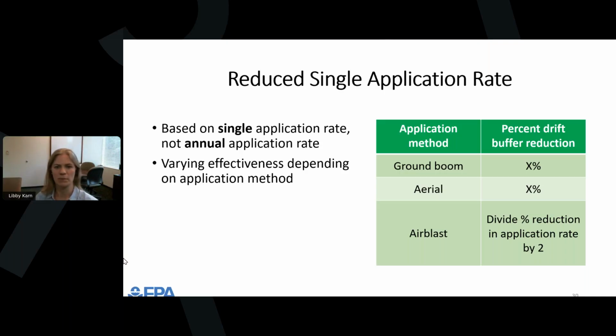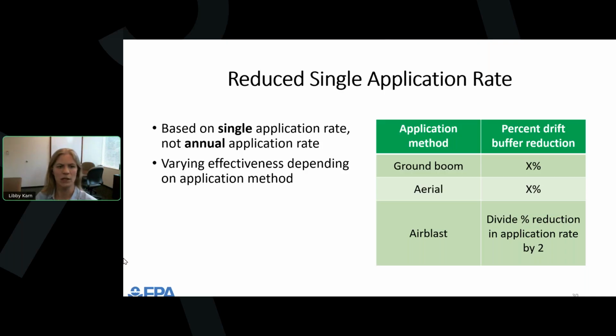Another difference between mitigation measures for runoff and erosion and spray drift is that some spray drift mitigation measures have different levels of effectiveness for different application methods, spray droplet sizes, and release heights. For this mitigation measure, the effectiveness of a rate reduction depends on the application method. For ground boom and aerial applications, the % reduction in the single application rate can be translated 1-for-1 into a reduction in the spray drift buffer distance. So a 50% single application rate reduction would reduce the buffer distance by 50%.